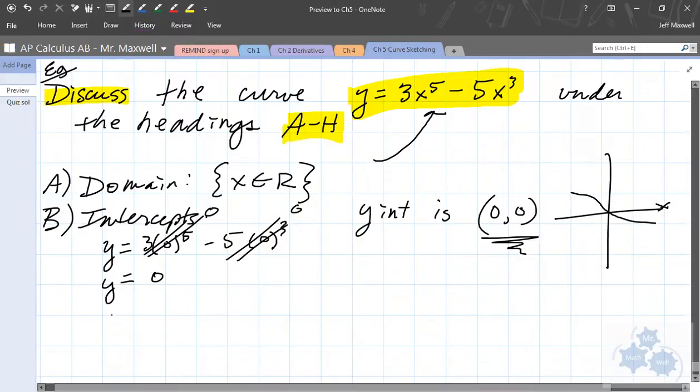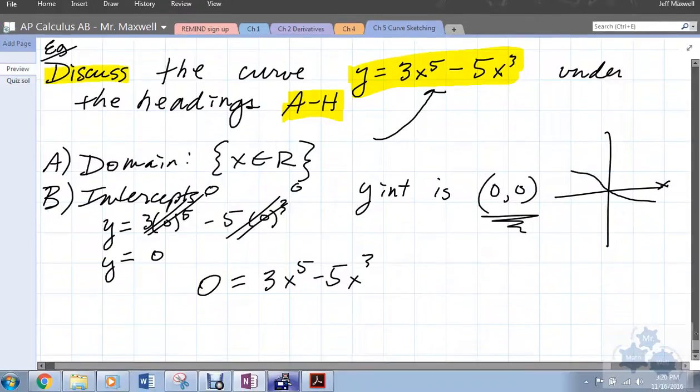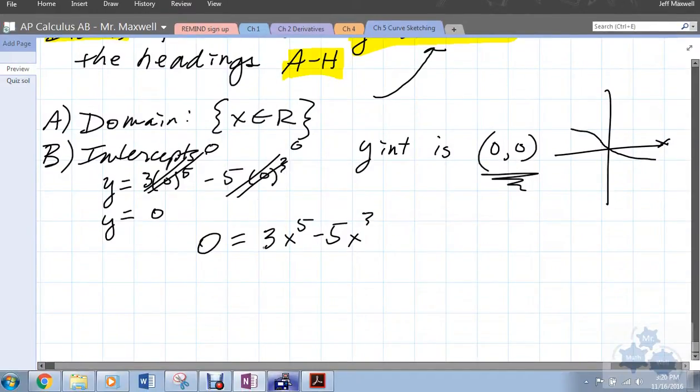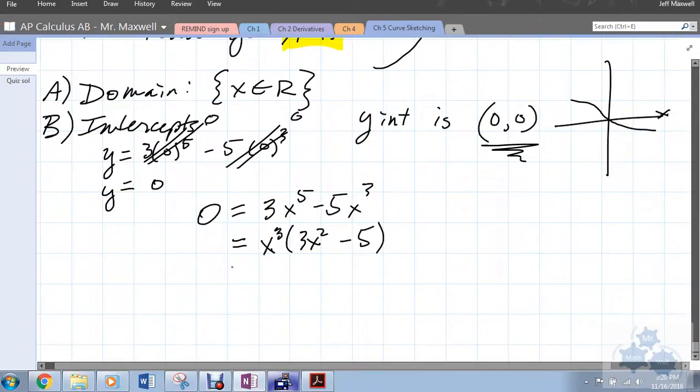All right. So what about x-intercepts then? Let's let y equal 0. And we've got 3x to the 5th minus 5x cubed. Okay. So can we factor this to make our lives a little bit easier? Yeah, we can. We can take an x cubed out: x cubed times (3x squared minus 5). Now, we've got two factors here. Obviously, x cubed equals 0 at x equals what? 0. Okay, we know that already. Thank you. We've got that already.